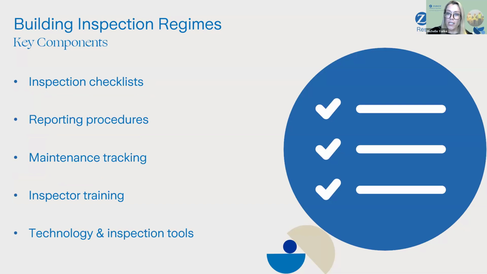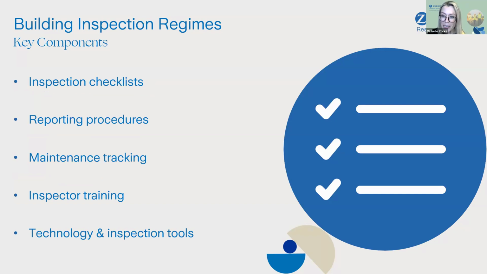So for smaller organisations or charities, a good building inspection regime includes several key elements. Use detailed checklists to ensure that nothing is missed during inspections. Have simple reporting procedures to document findings and track what needs fixing. Keep records of all maintenance and repairs.